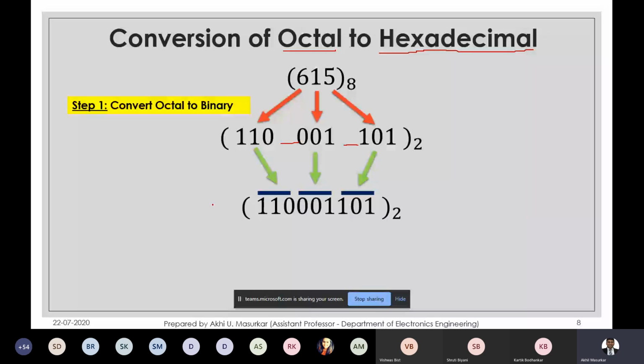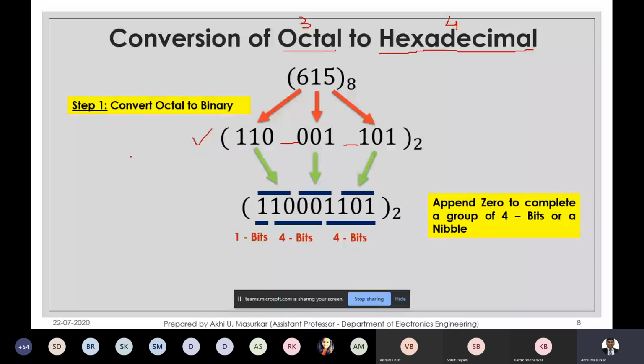And now we do groupings of 4, because octal talks about grouping of 3 and hexadecimal talks about grouping of 4. But grouping can be done only if I have the binary equivalent. That is why the first step is always going to be calculation of binary. So that's what we do. This is step number 2, that append.